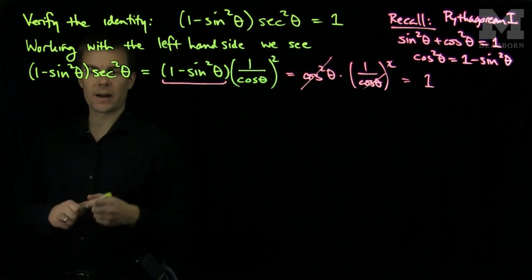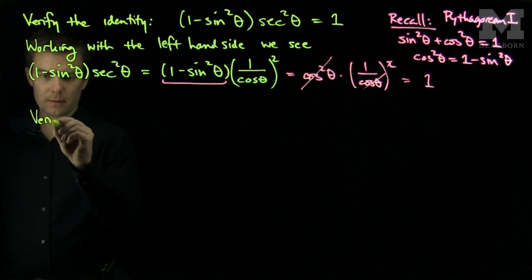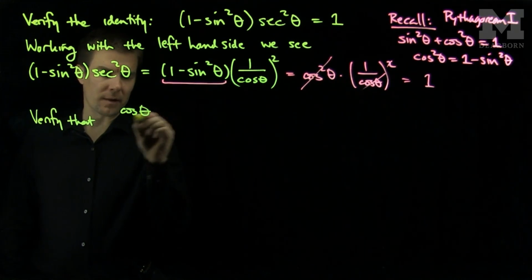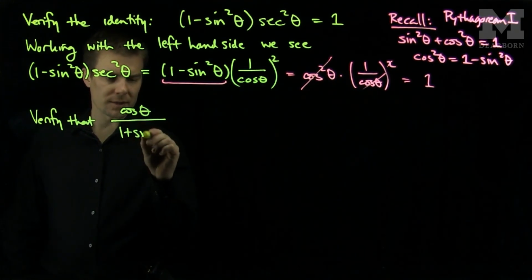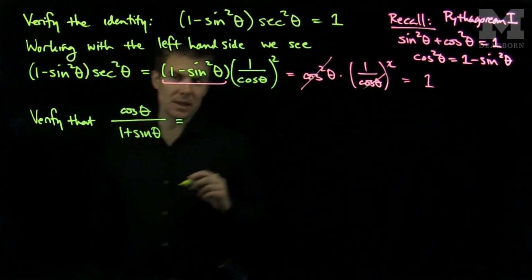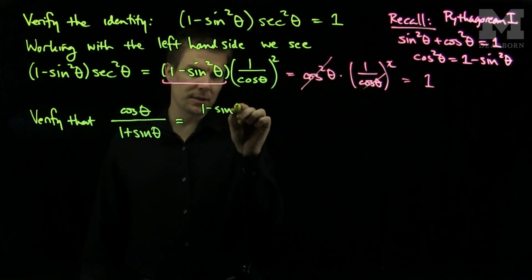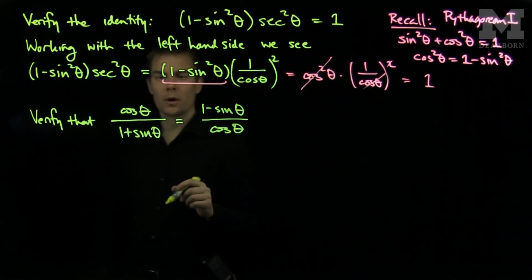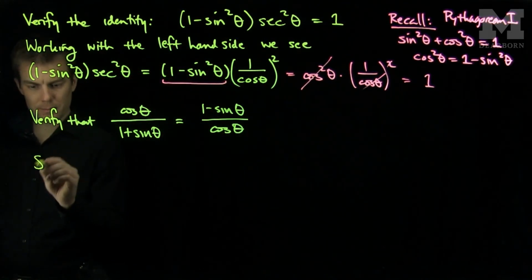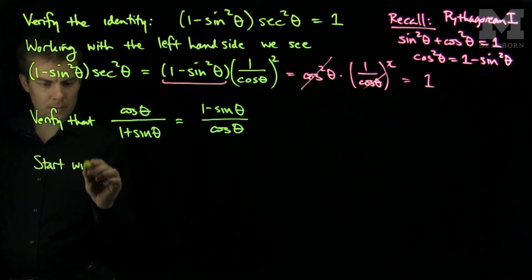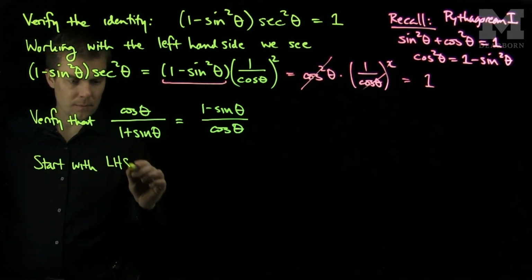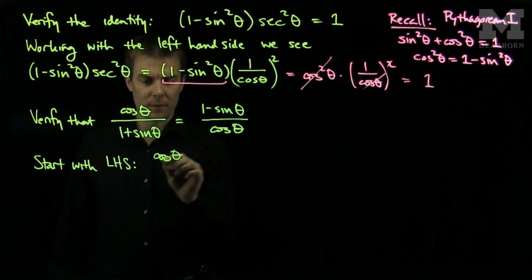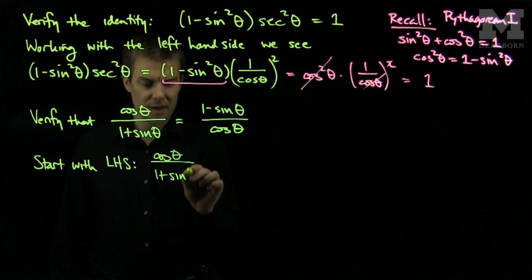Now, let's verify another identity. Let's verify that cosine of theta over 1 plus the sine of theta is equal to 1 minus the sine of theta over the cosine of theta. So we're going to start with the left-hand side. The left-hand side is going to be cosine of theta over 1 plus sine theta.